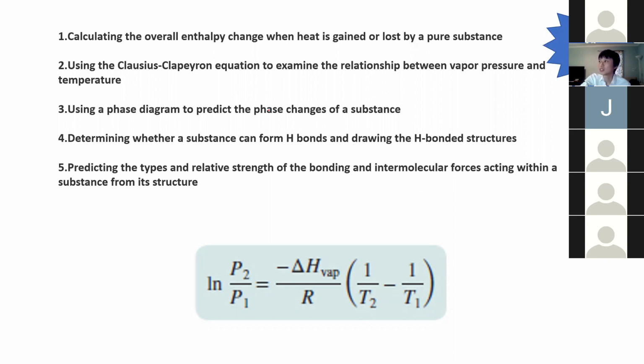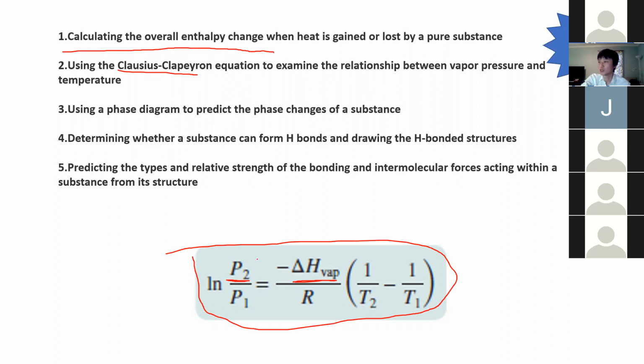In this chapter at the beginning, we work on how to calculate the overall delta H change. And this delta H for gas and volatile liquids is related to the vapor pressure. We can use the Clausius-Clapeyron equation to correlate the heat of vaporization to vapor pressure. This is a 2-point version.